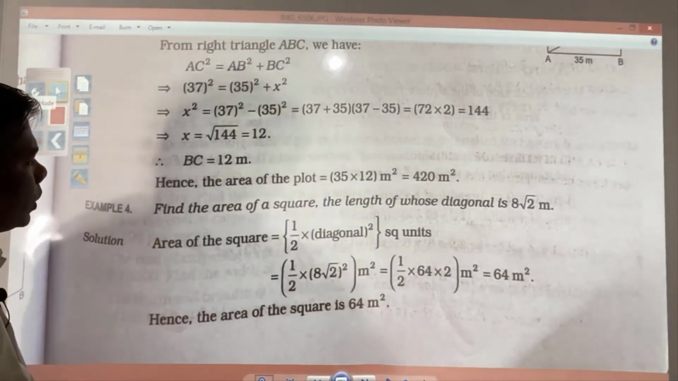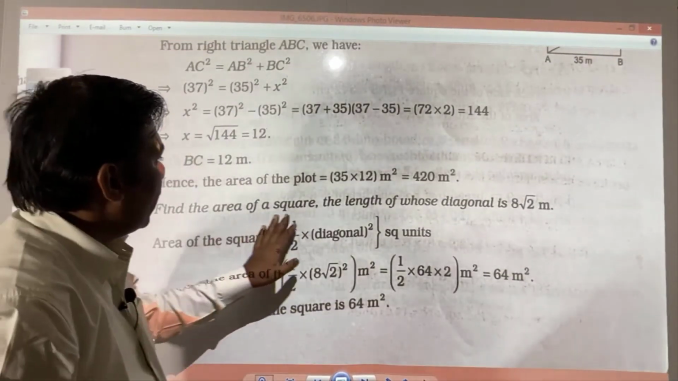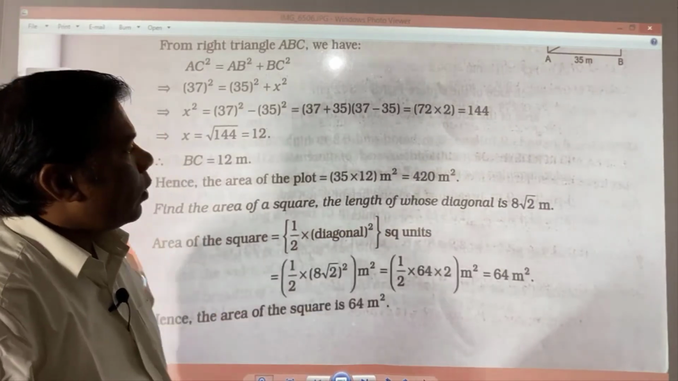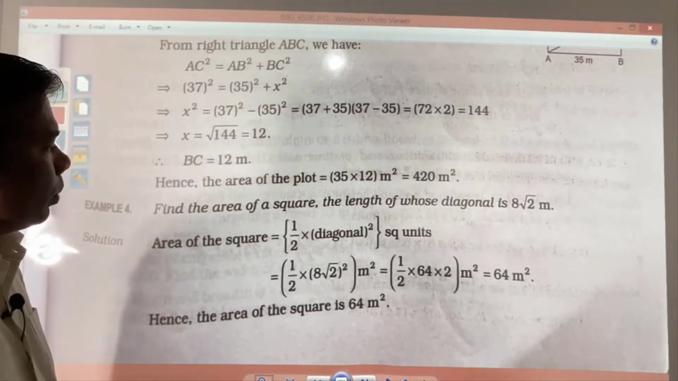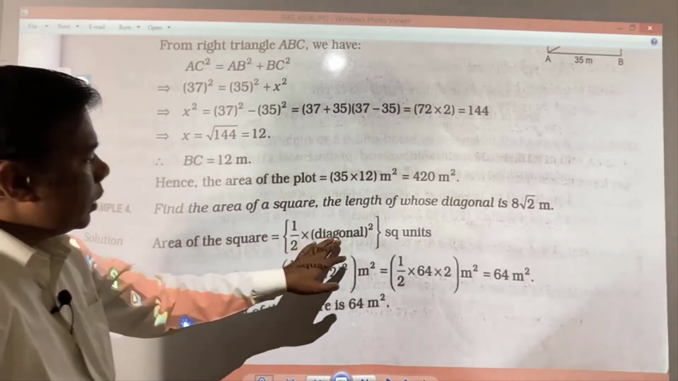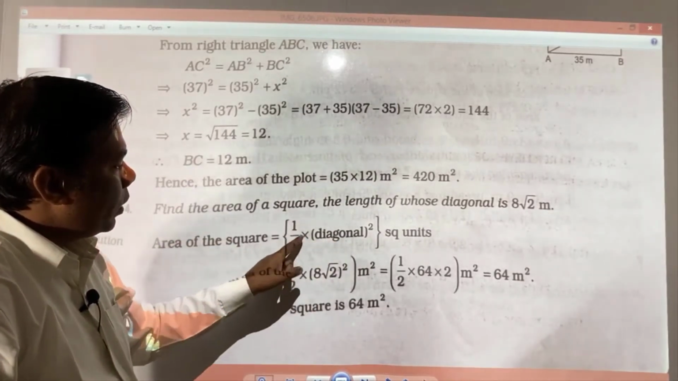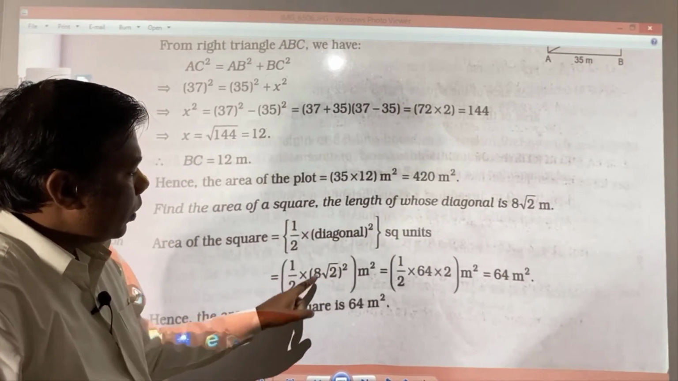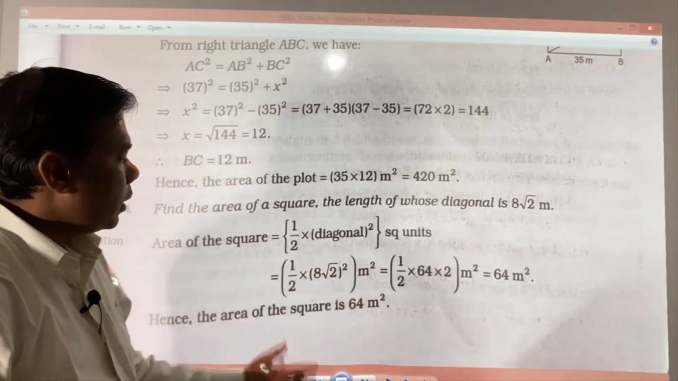Then you have question number 4. Find the area of a square the length of whose diagonal is 8 root 2 meter. Diagonal has been given, area you need to find out. Just you put the value, formula you know, 1 by 2 into diagonal square. Just you put the value, you will get the answer.